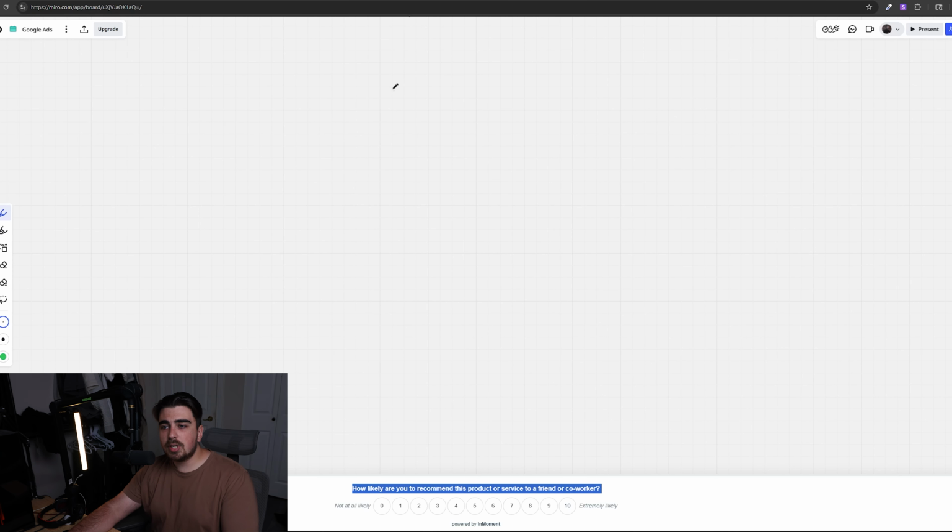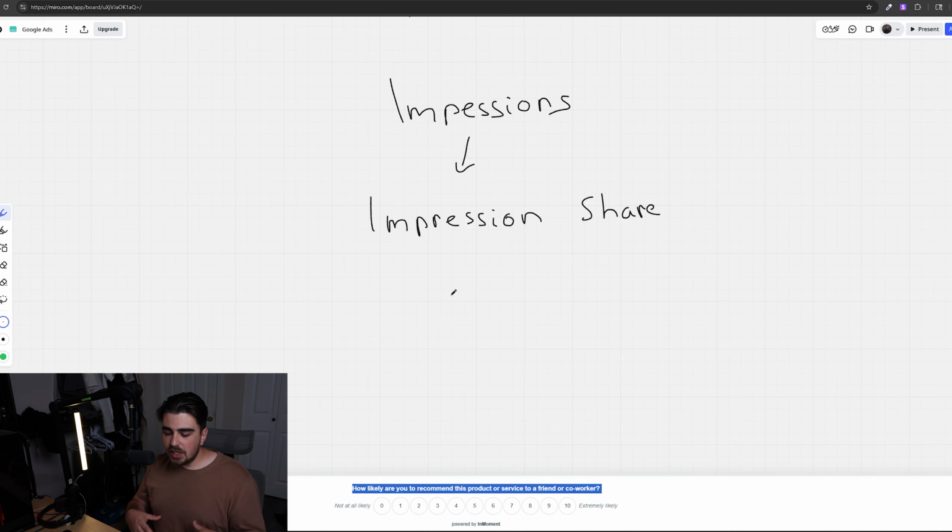Now, the last metric we're going to talk about is impressions. This is the easiest metric to understand. It's basically how many people have seen your ad. This number alone doesn't mean anything. The only time impressions means something to you is with a slightly more complex metric called impression share. It means what percentage of all the available ad spaces your ad was shown in.